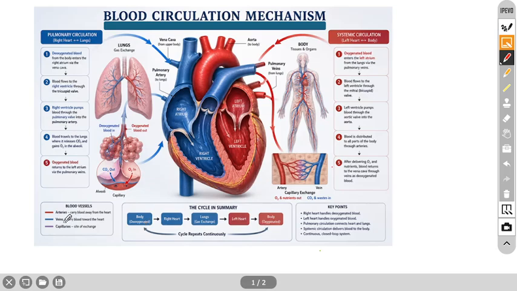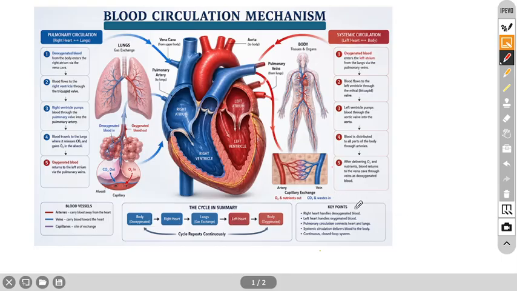You may understand blood vessels. Arteries carry blood away from the heart. Arteries are responsible for carrying blood away from the heart, and veins carry blood toward the heart. Capillaries are the site of exchange of the blood.